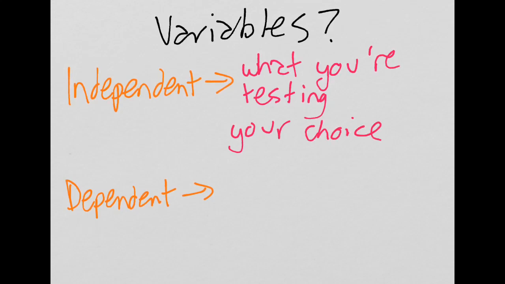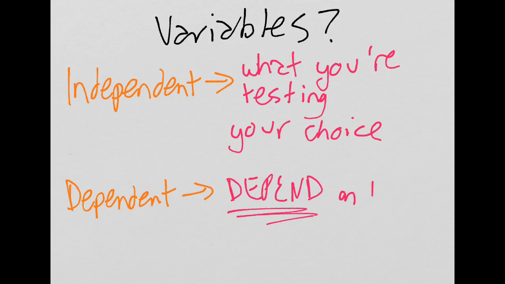On the other hand, dependent variables depend on the independent variable. Because these variables are like the results. So if you are testing the impact of fertilizers on the growth rate of plants, the different heights of the plants would be your dependent variables. So they'd be different for each group, but they would depend on the independent variable or the type of fertilizer.